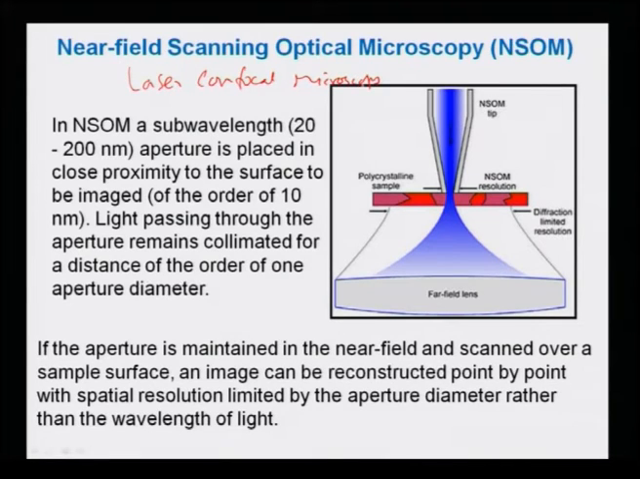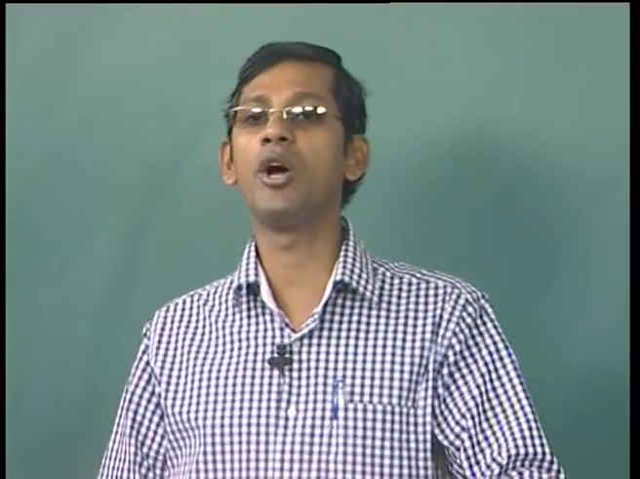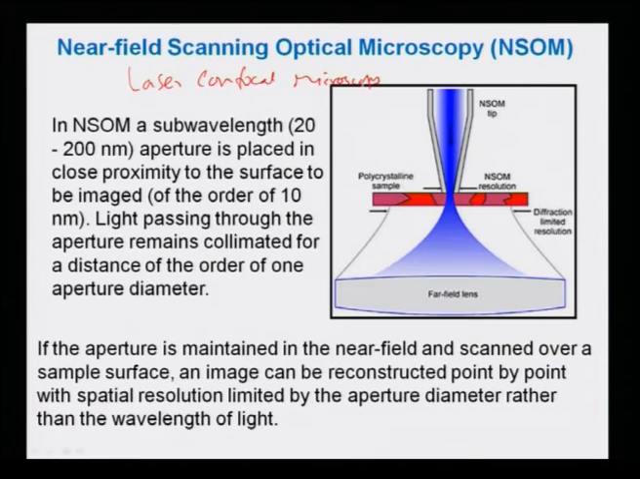But let me tell you the basic principle first. All of you know that in optical microscope, resolution is basically governed by the wavelength of the light. And as you know, the resolution is normally obtained to about 300 nanometers, and it is very difficult to go down because the optical microscopy uses normal light. But in near field scanning optical microscopy, we can beat the resolution limit.